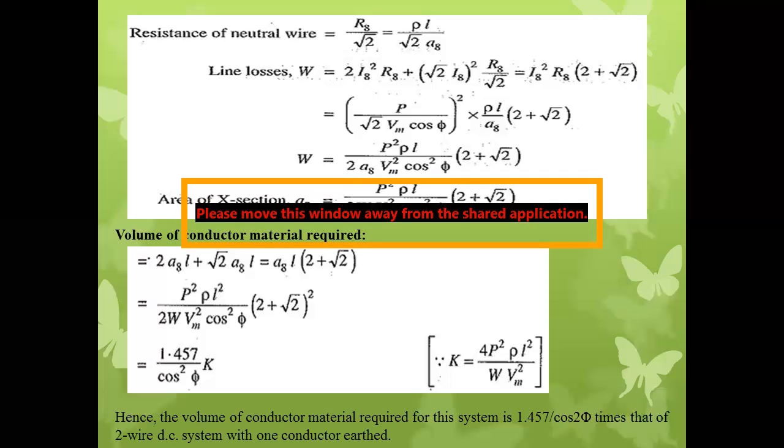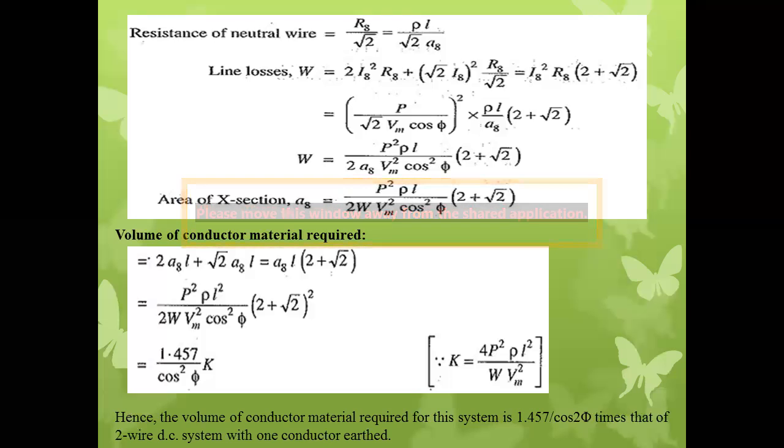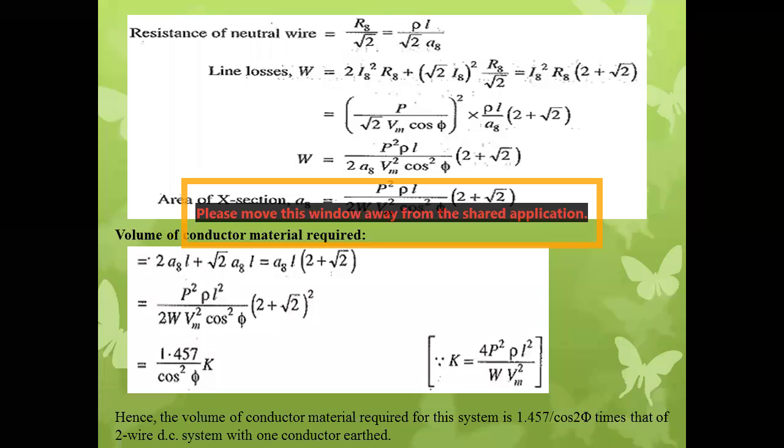By rearranging that, we can easily find out the area of cross section. Just simplify it. We will get the area of cross section for the phase wire, which is equal to P square rho L divided by 2 into W into Vm square cos square phi into 2 plus root 2. This is the required expression for the area of cross section of the conductors.